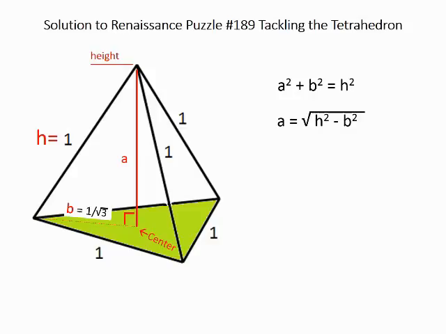Plugging in the known values for H and B, we get A is equal to the square root of 1 minus 1/3. And finally, this simplifies to A is equal to the square root of 2/3. Quod erat demonstrandum.